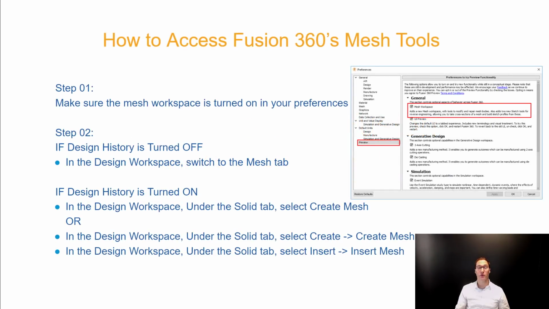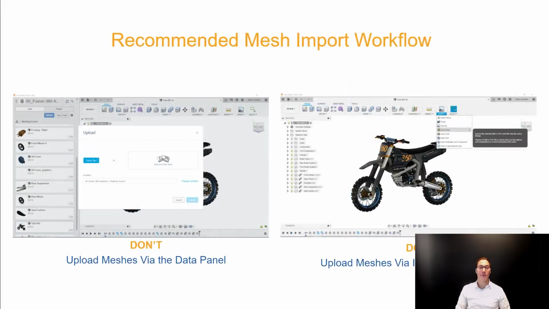So the tools, first of all, to get to them, right now Mesh is a preview. So go to your preview, make sure to turn that on. Otherwise you can't use it, of course. So turn on the Mesh workspace, and then you're going to want to bring in a mesh into Fusion. There are 2 ways you could bring meshes into Fusion. You can upload the mesh into Fusion directly, and you could use the insert mesh option.